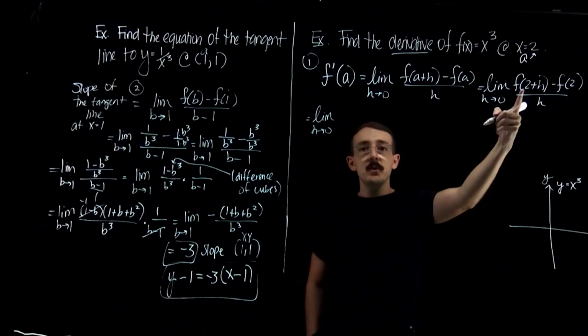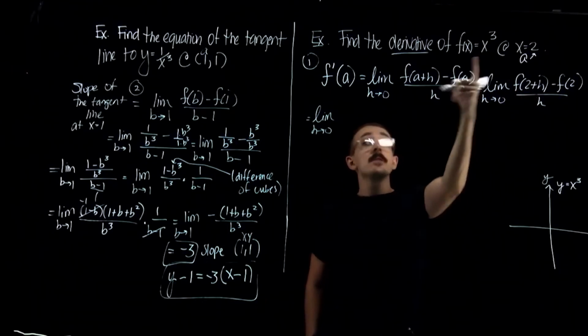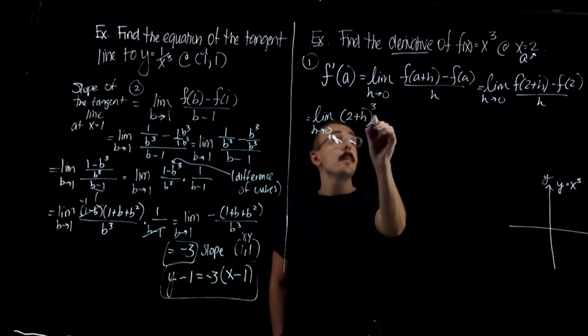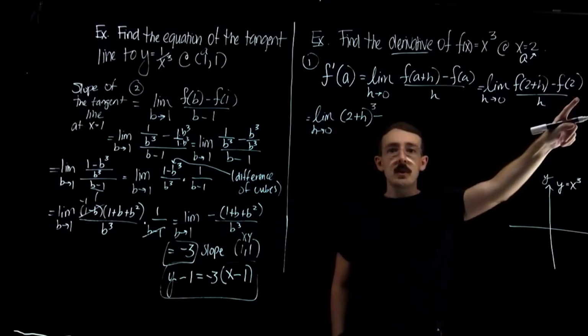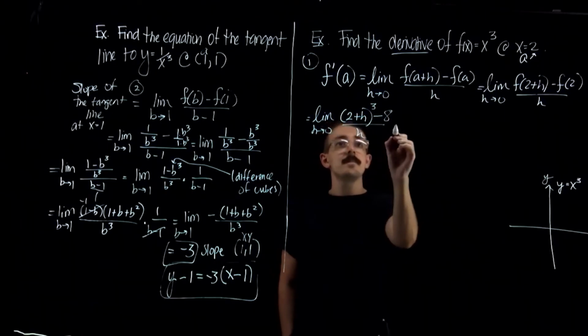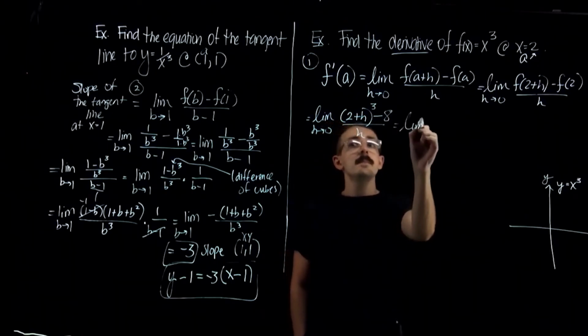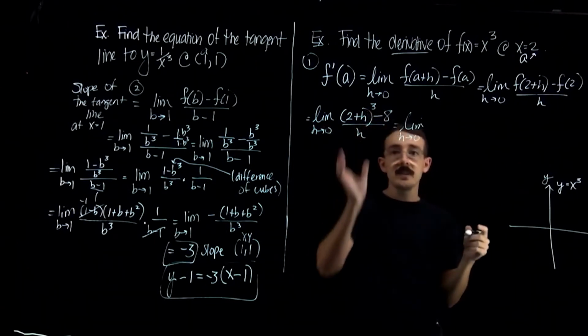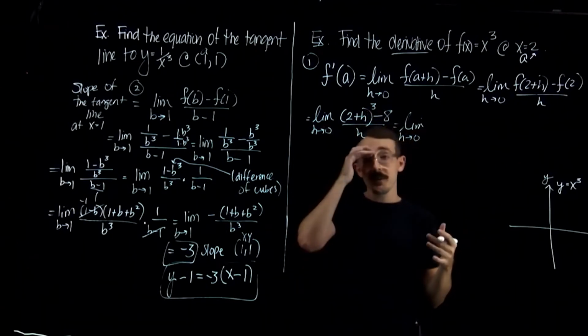I need to plug 2 plus h into my original function. This is going to give me 2 plus h cubed minus, if I plug in 2 into my original function, that's just 8, all over h. This becomes an exercise in foiling. You have to FOIL this all out. There's 3 of them, and you have to be careful how you do it.